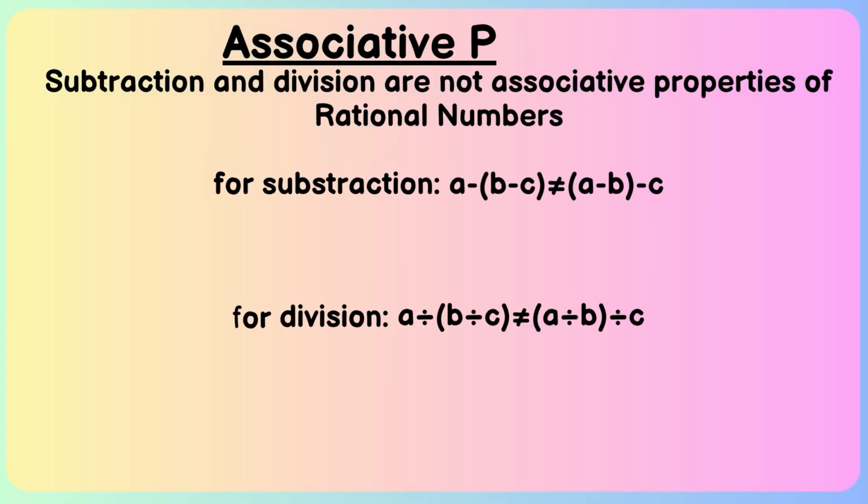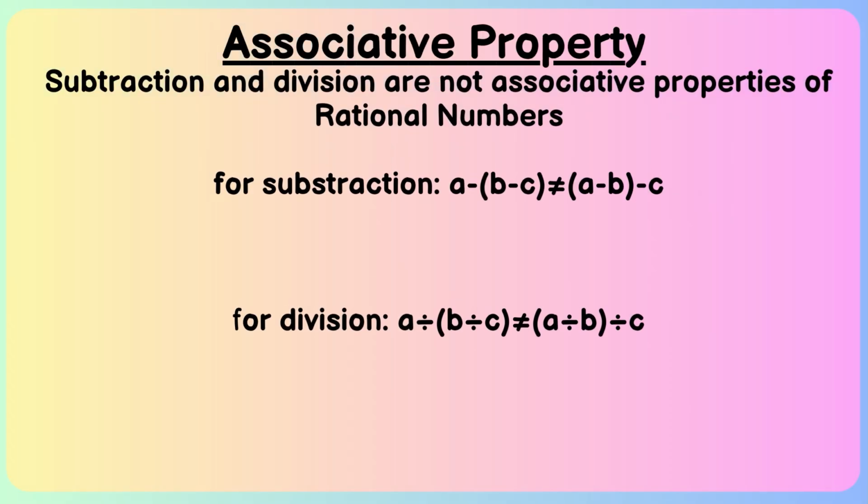Similarly, if you take 3 rational numbers and do subtraction and division, you will get (a minus b) minus c is not equal to a minus (b minus c), and (a divided by b) divided by c is not equal to a divided by (b divided by c). Thus for subtraction and division, rational numbers do not follow associative property.